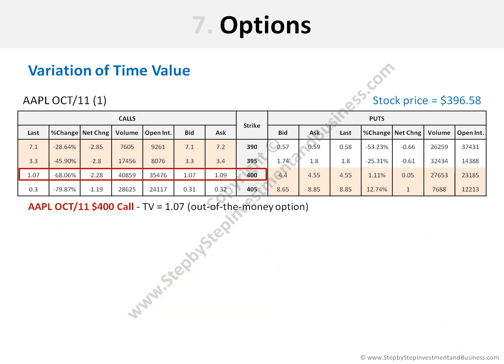Let's continue to analyze the variation of time value, but now among options with different expirations. Right now we are seeing the last option chain that we had previously seen. We can see all the options that expire in October 2011, in this case, with only 1 day left until expiration. The selected option is the one that we had previously seen. It is the call with the strike price of 400, whose time value, as it is out of the money, equals the premium of 1.07.